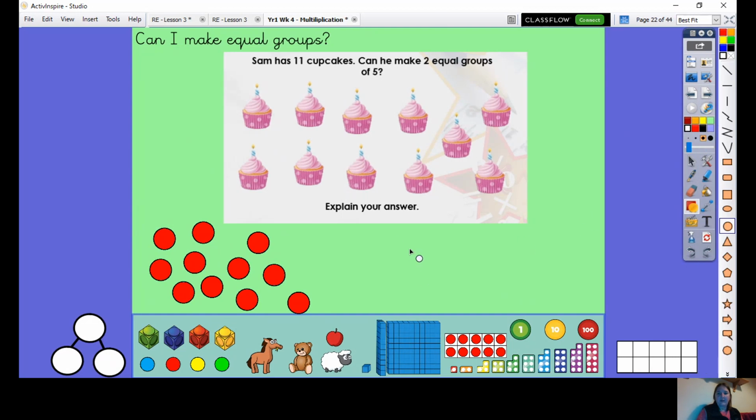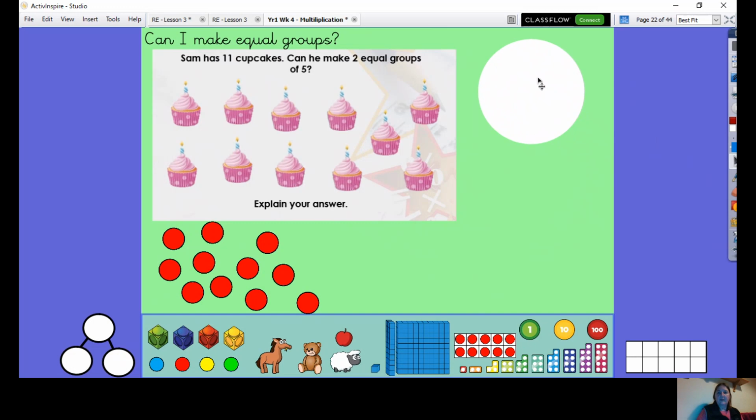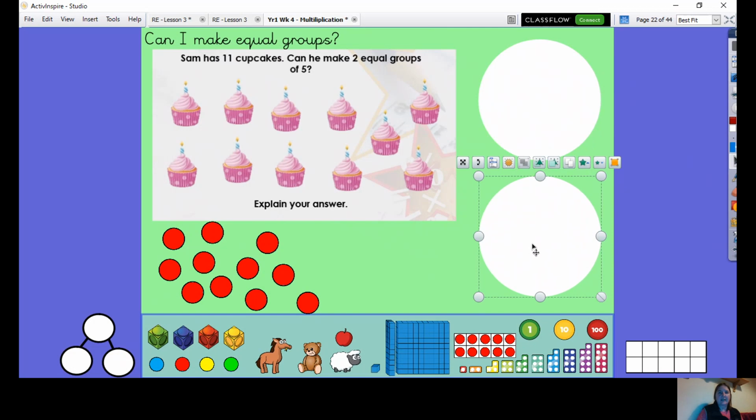I might do that with white. These are my plates. Okay, I'll do them up there if I move that over there. Right, so there's one plate, and there's another, because she said she wants to know, can he make 2 groups, and there's my 2 groups, and have 5 cupcakes in each group. So let's try that.